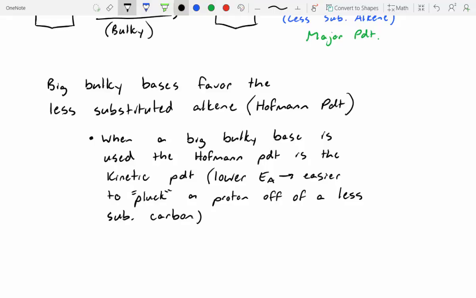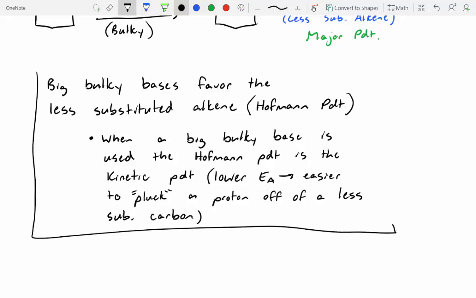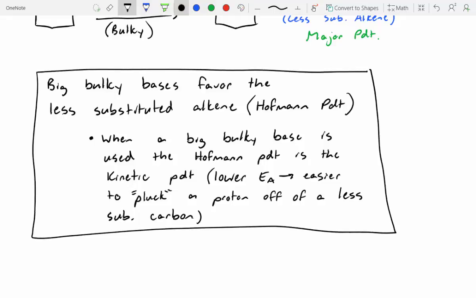It's a little abstract to think about, but Hoffman products typically aren't seen in a major quantity unless you're using a really, really big bulky base that has a hard time going after some of the protons in your molecule. By doing that, you're changing the activation energy for that deprotonation. All right, so let's come up with a good list of some big bulky bases that might be useful for favoring the Hoffman product.